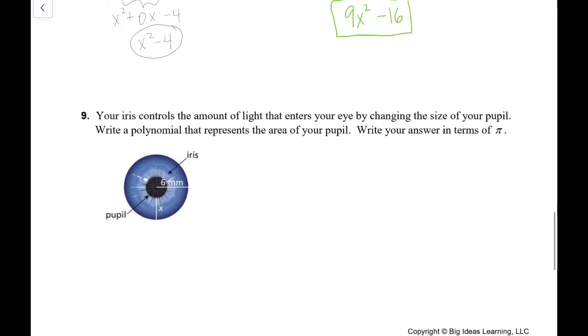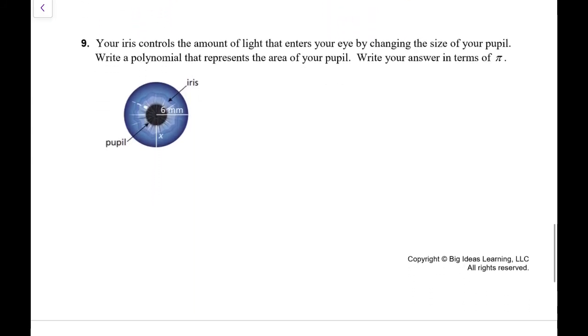Now, I really love problem number 9. It's just kind of a fun example. Your iris controls how much light enters your eye. It's the black part on the inside of your eye. So I am going to find the area of a circle. Our eyes are in the form of a circle. So the area of our circle is pi r squared. This is for any circle.